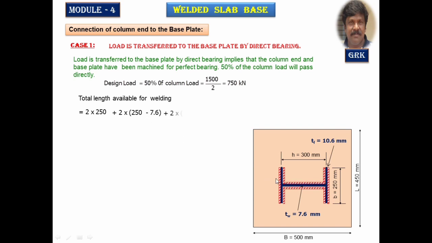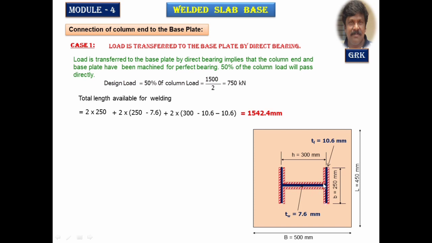Plus you are going to weld along the length of the web, that is 300 minus 10.6 here, 10.6 here. We are going to get this length equal to 1542.4 mm. Sometimes in some of the books it is given that it is not possible to weld this portion, that is the root radius, and this toe portion. Therefore, you can eliminate this length to get the effective length of the weld.